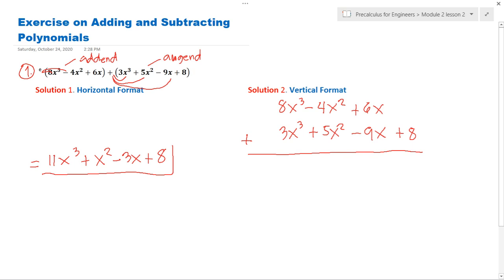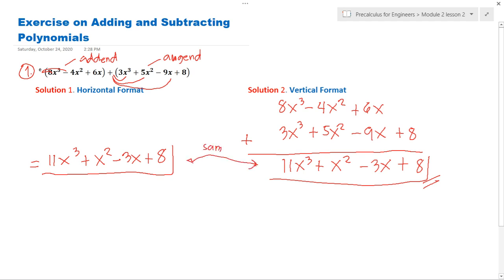Then add directly. So bring down 8, positive 8. Then 6 plus negative 9 is negative 3, so negative 3x. Then negative 4x squared plus 5x squared is equal to positive x squared. Then 8x cubed plus 3x cubed is 11x cubed. As you have noticed, class, both solutions are the same. So the answers are the same. And it's up to you which you are comfortable with or prefer, whether horizontal format or vertical format.